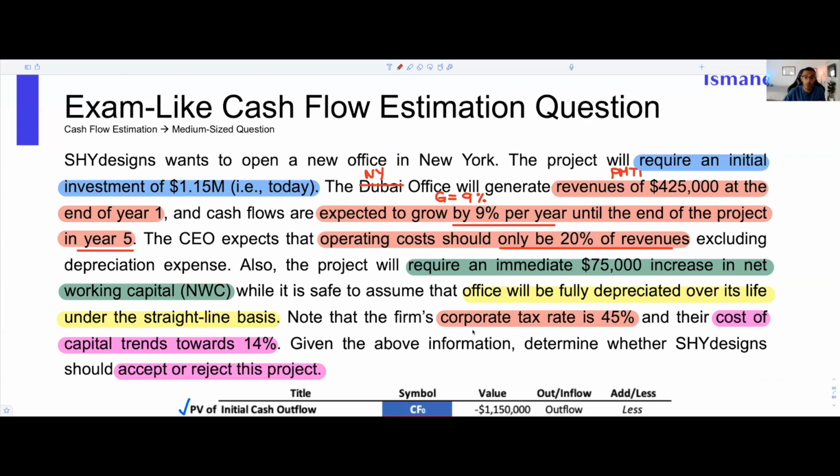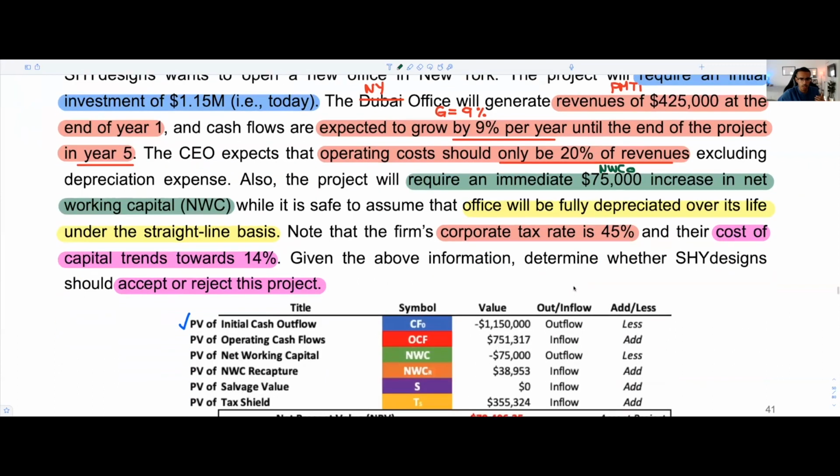And they're also letting you know, by the way, highlighted in red here as well, but we'll talk about it later. So also the project will require an immediate 75K increase in net working capital. Now, if you recall what we discussed previously as well, an immediate investment in net working capital essentially indicates that this is NWC at year 0, okay? NWC 0, all right? Now, I'm just gonna check if I have an adjustment to make.